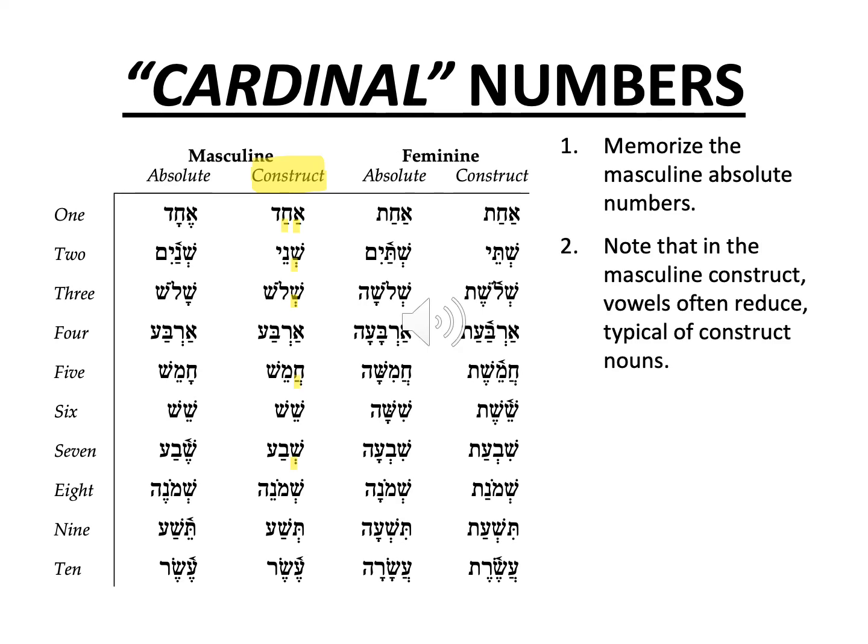You do not need to memorize the numbers in the construct forms or even in the feminine form. You simply need to be aware of the changes that take place. In the masculine construct form, vowel reduction takes place, as is typical of nouns in the construct state. You will also notice that changes have taken place in number 1 and number 2 in the masculine construct form.